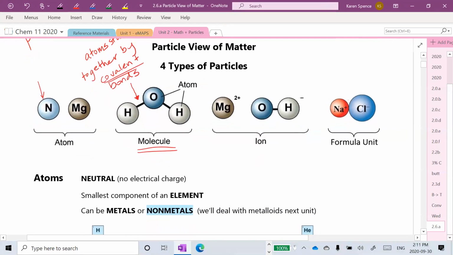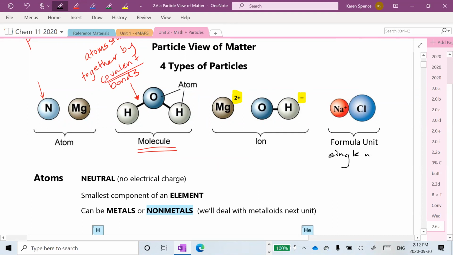Another type of particle is the ion, and you'll always recognize an ion because they have these charges at the top. So ions are charged particles. And then finally, this is the one you've probably never heard of because it's not used outside of chemistry specifically, called a formula unit. A formula unit is a single unit of an ionic compound.